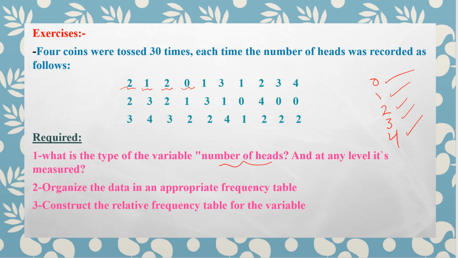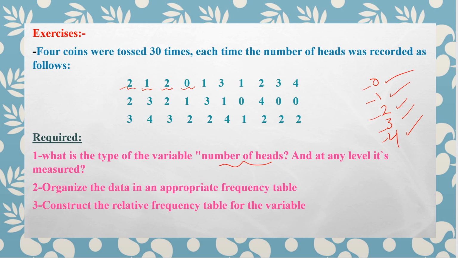The second question is asking you to organize the data in an appropriate frequency table. As we said in section 3, in order to construct a frequency table, you first have to determine the classes of the variable. And here, the classes of the variable are 0, 1, 2, 3, and 4. Then we construct a table consisting of two columns. The first one is for classes, and the second one is for the frequencies.